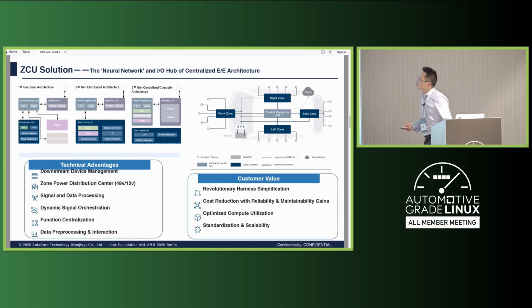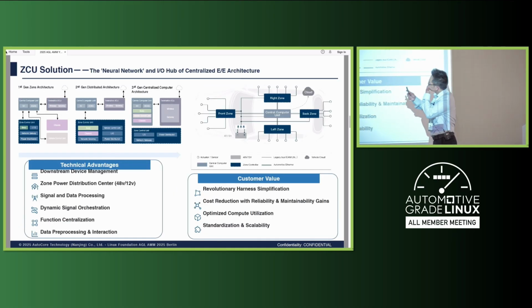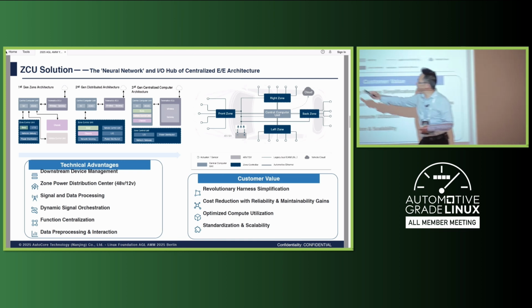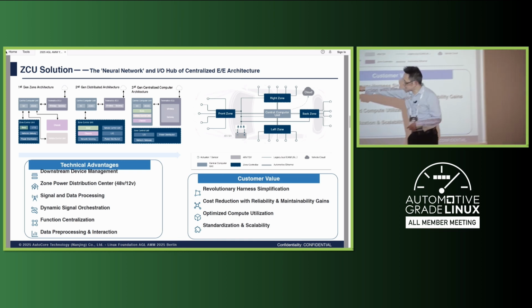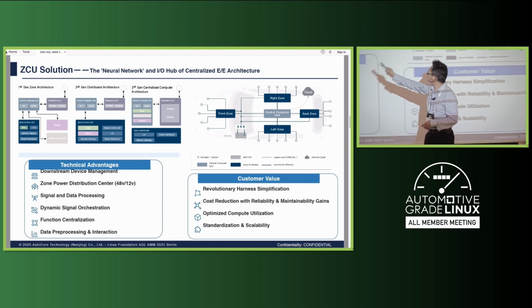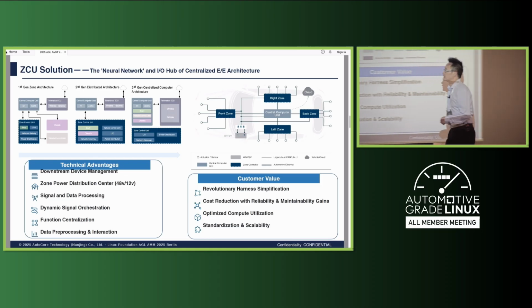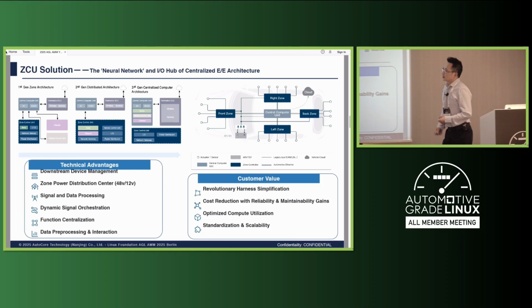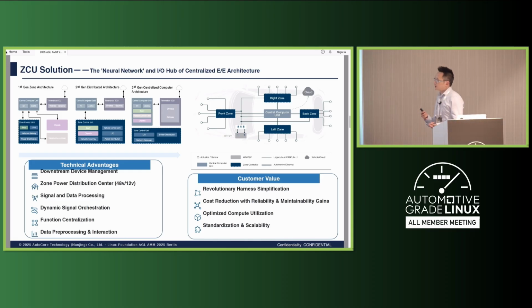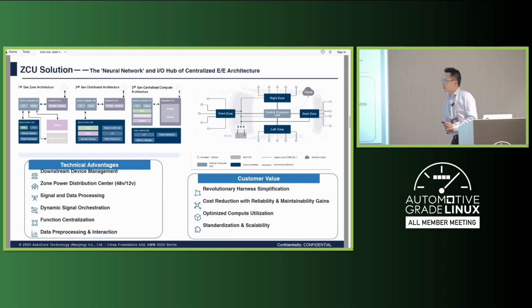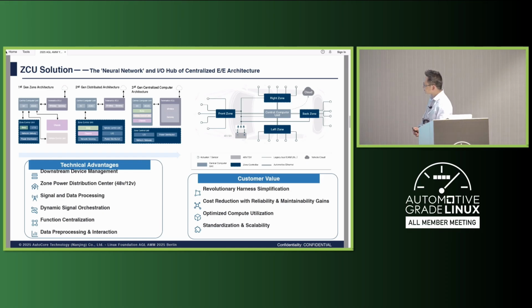The other side of the world is the zonal controller. So we talked about what the central computing needs to take care of. Now the zonal controller, regardless of which generation, will have to deal with downstream device management, power distribution, and the 12 or 48 volt architecture of the counterpart components.